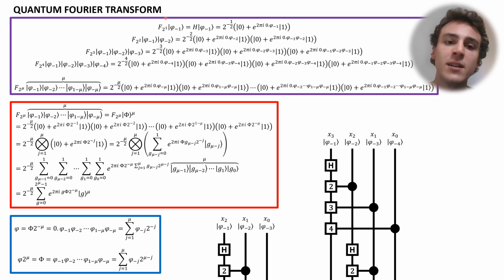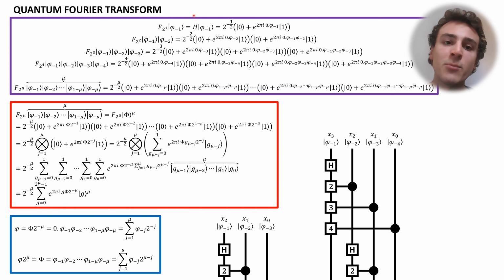In the first line, we can see the single qubit quantum Fourier transform. It is denoted by F sub 2 to the 1. So we're dealing with 1 qubit, and so the dimension of the Hilbert space is 2 to the power of 1, which is 2. This quantum Fourier transform is acting on a single qubit computational basis state. And we're accounting for both possible options. Phi sub minus 1 is a bit. It can be either 0 or 1. And as we saw in the diagram, this single qubit quantum Fourier transform is the same as a Hadamard gate.